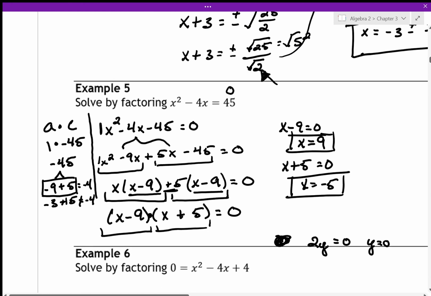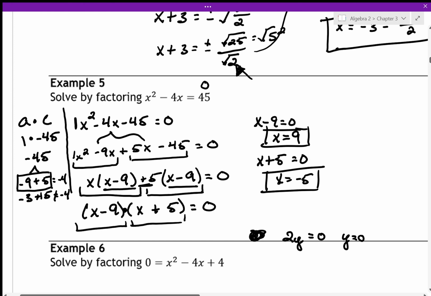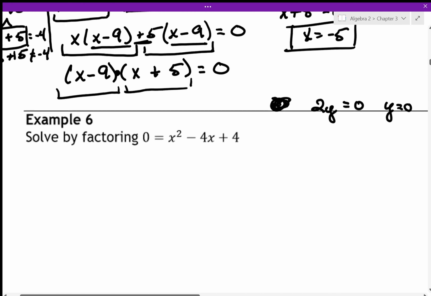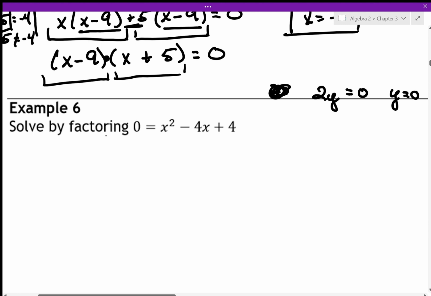All right, that's example 5. Let's scroll down and look at example 6. This again says to solve by factoring. We already have a 0 equals, so that's kind of nice. Now we're going to look at a times c. A is 1, c is 4, so they multiply to be 4. And we want factors of 4 that add up to be negative 4. That's our b, right? This is a, b, c.